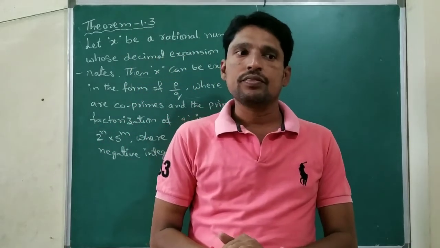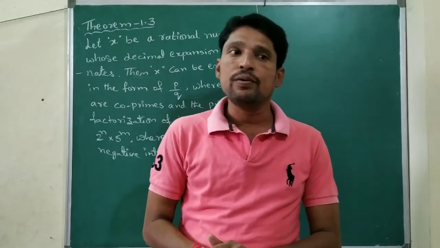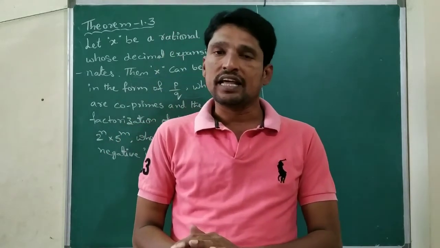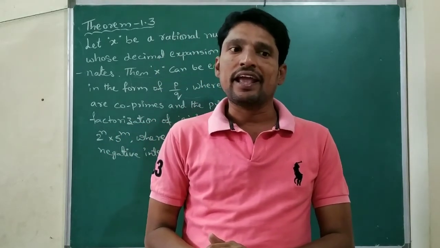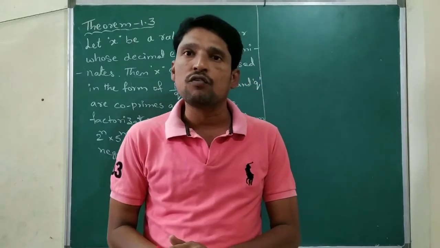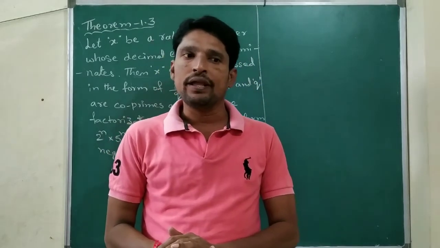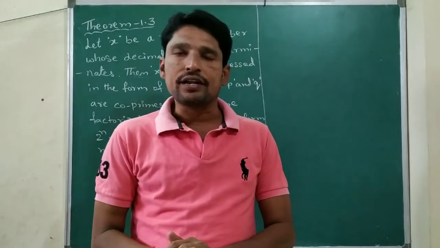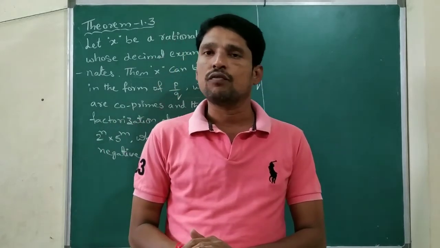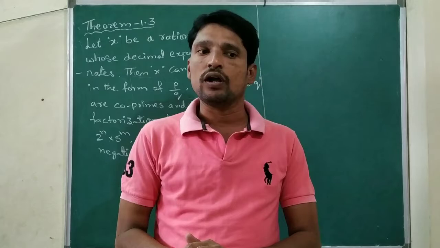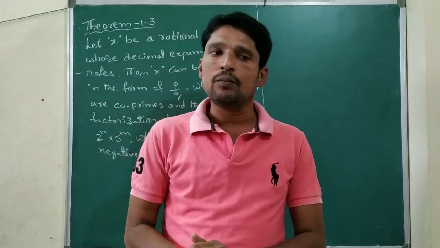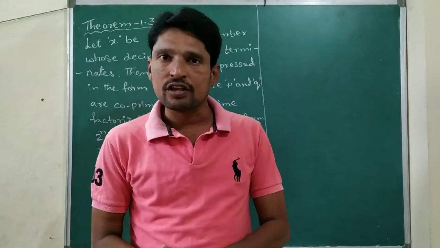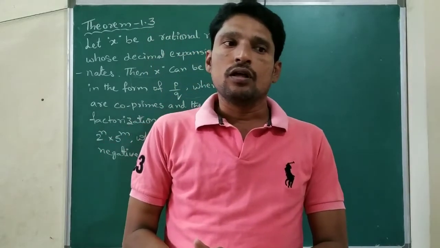Theorem number 1.3: let x be a rational number whose decimal expansion terminates. Then x can be expressed in the form of p by q, where p and q are co-primes, and the prime factorization of q is of the form 2 power n into 5 power m, where n, m are non-negative integers. So what is given in the theorem?